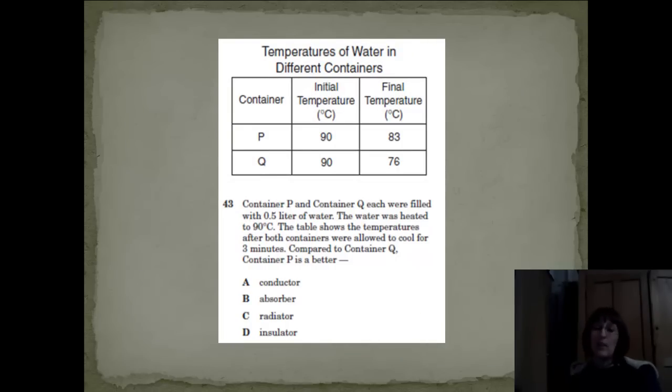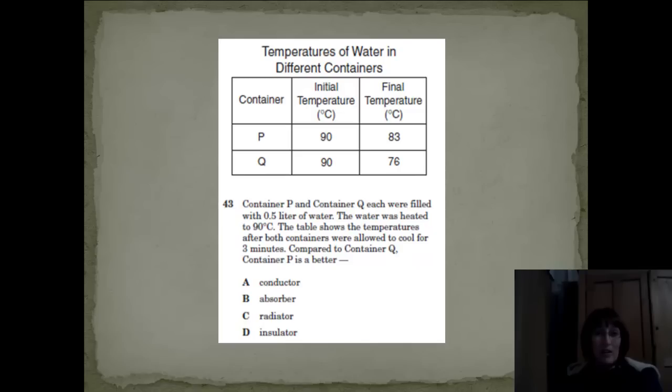Alright, here is another of the tax questions. You can guarantee that they're going to ask you a conduction question on the tax test. If it's the following year and we're taking the STAAR test, the EOC chemistry test, more than likely, since they were so happy with conduction, convection, and radiation with the tax test, they're still going to be happy with it now. So we have temperatures of water in different containers. Container P and Q. The initial temperature for both of them was 90 degrees, and then the final temperature, P was 83 degrees, and Q was 76 degrees.